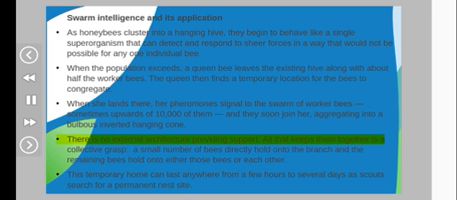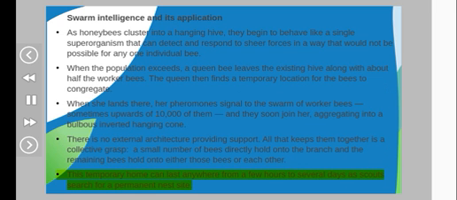There is no external architecture providing support. All that keeps them together is a collective grasp. A small number of bees directly hold onto the branch and the remaining bees hold onto either those bees or each other. This temporary home can last anywhere from a few hours to several days as scouts search for a permanent nest site.